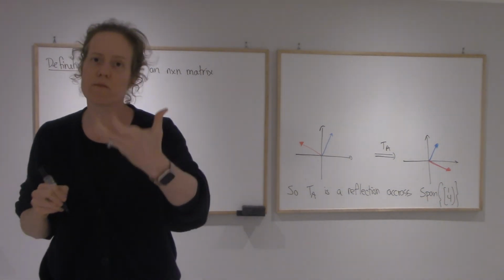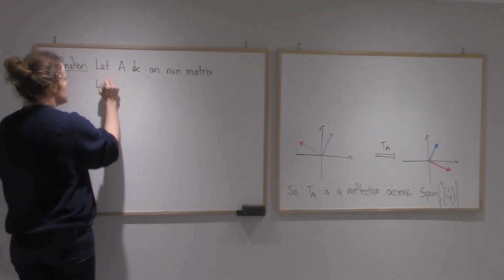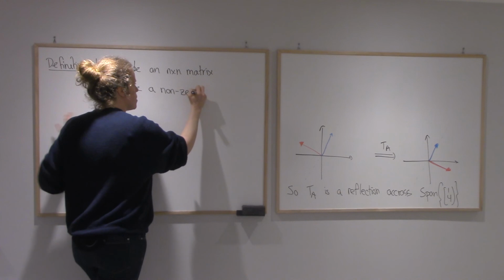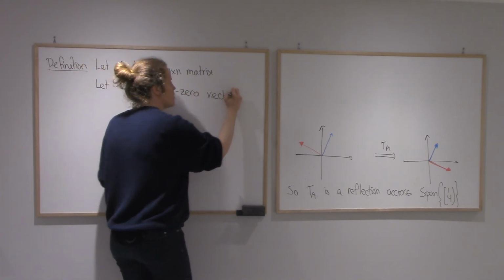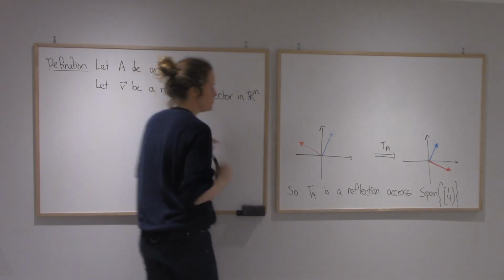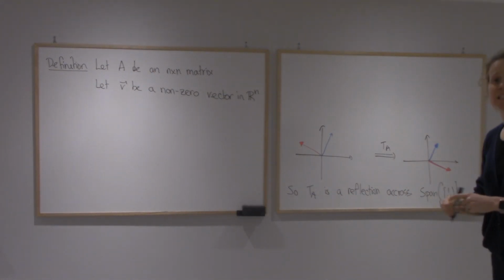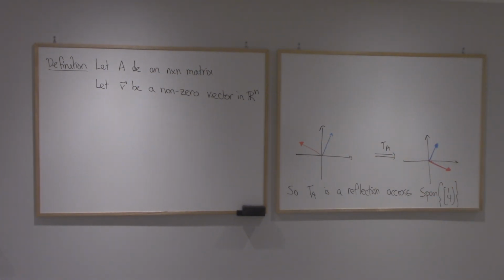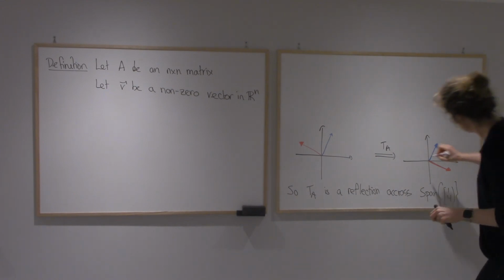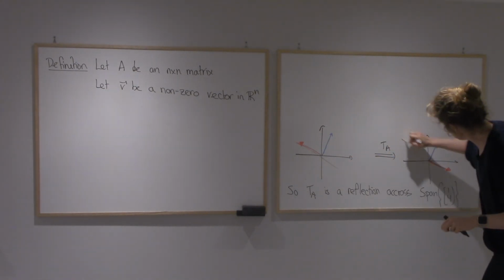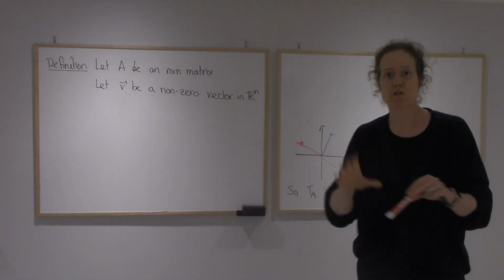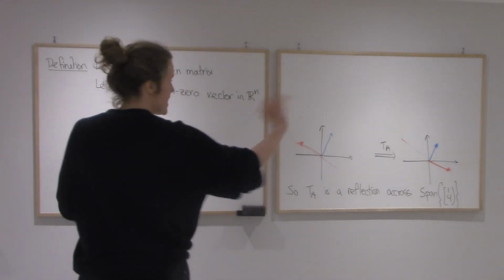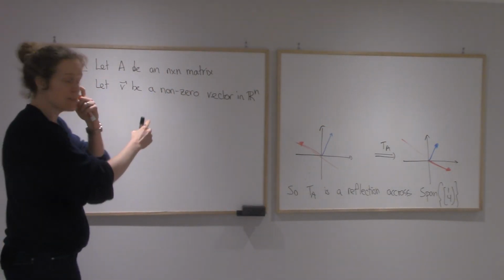And let's assume I have one of these special vectors. So let v be a non-zero vector in R^n. If you remember from the last example, the blue vector stayed the same, the red vector flipped. So really we have these two directions that are preserved by the matrix. Maybe not each vector is preserved, but the line is. Every vector on it is sent somewhere else on the line. So that's what we'll ask here.